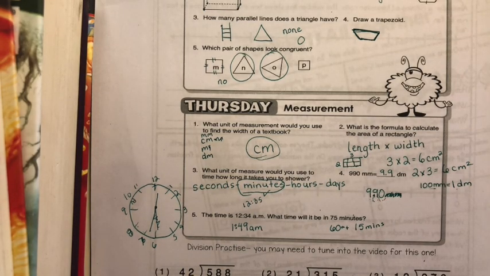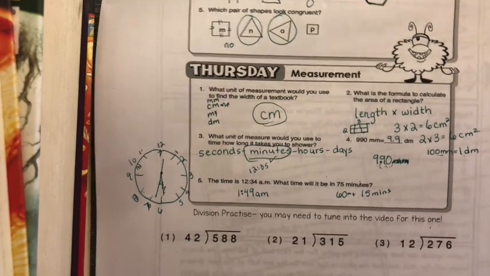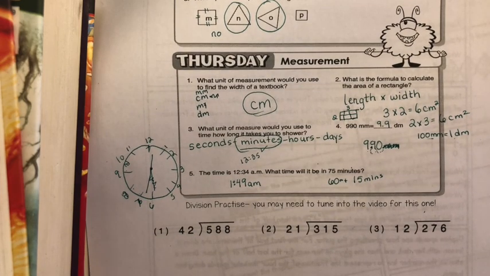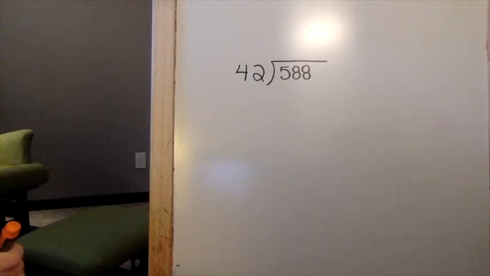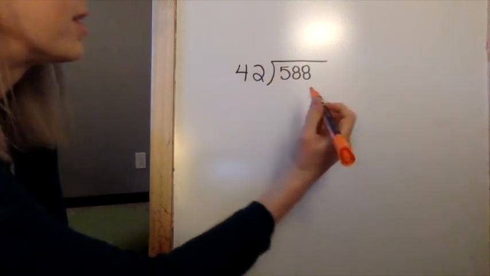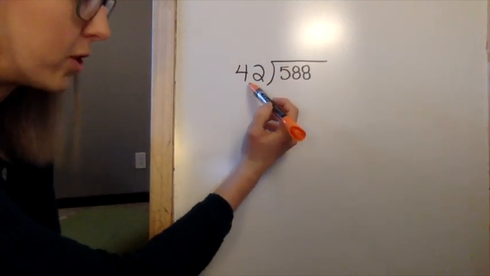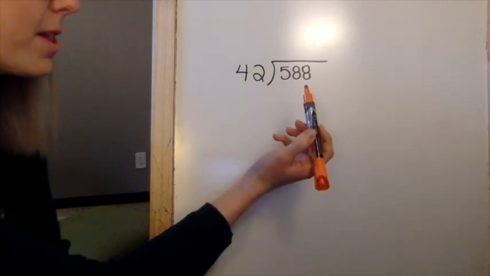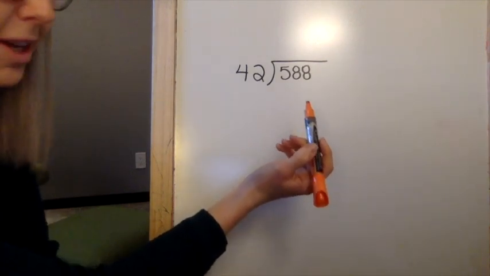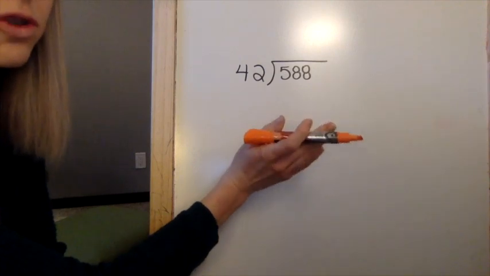So we're going to switch to our view for the long division practice, and you definitely want to tune in for this. We are going to switch to the view on the whiteboard. Okay, so we're going to work with this big number with 42. So we're trying to figure out how many groups of 42 are going to fit into 588. Now you might be thinking, but I don't know my 42 times tables. That's okay. There is a trick to this.